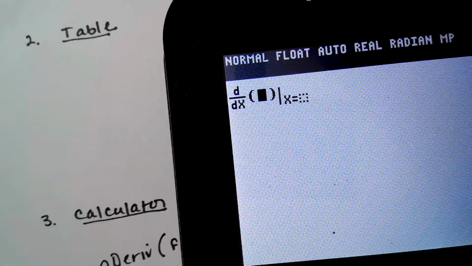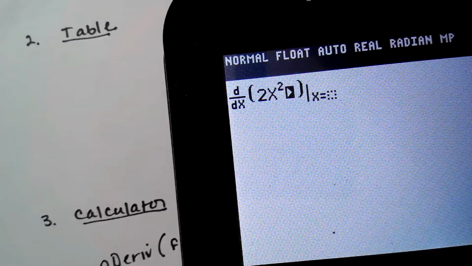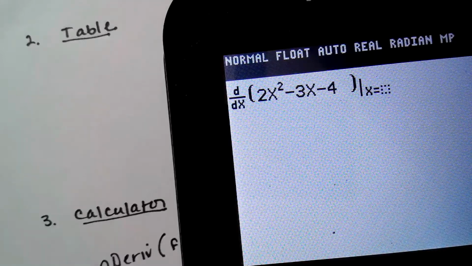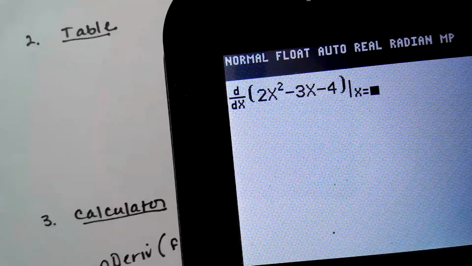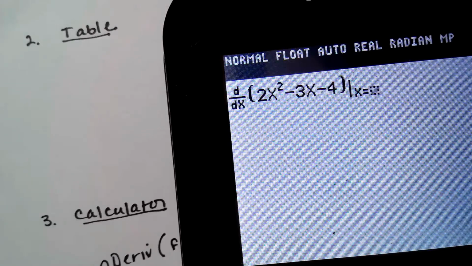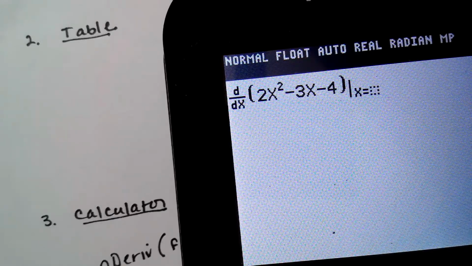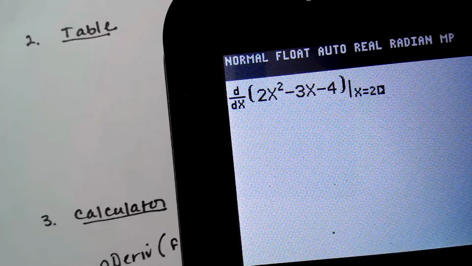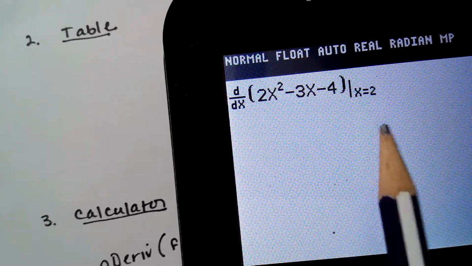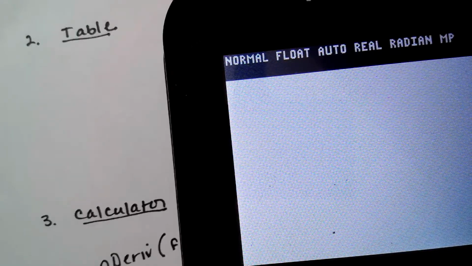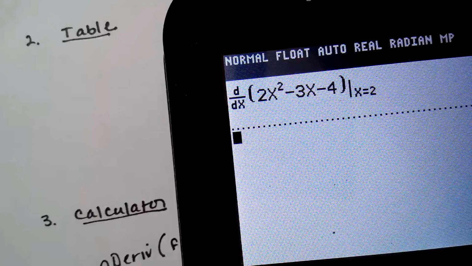You need to input your function. So let's put in, I don't know, 2x squared minus 3x minus 4. Put your function in. Go over here and let's say we want to know what is the slope of the tangent line, what is the velocity, what is the instantaneous rate of change of this function at the point where x is equal to 2. So instead of putting x in here, I'm putting the point which we're curious about. And press enter. And the slope is 5.